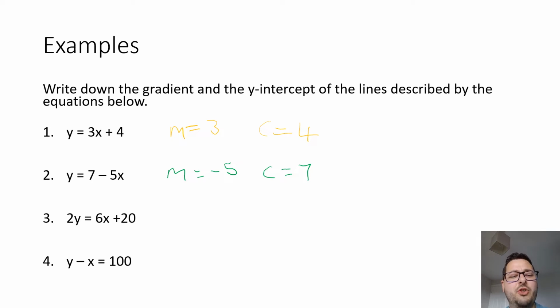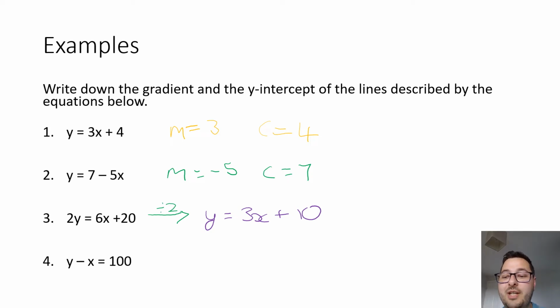Right, next one, we've got 2y equals 6x plus 20. Now, the problem with this is we've not got y on its own, we've got 2y. So because we've got 2y, we'll divide everything by 2. So that would give us y equals, we'll divide the right-hand side by 2 as well. 6x divided by 2 is 3x, and 20 divided by 2 is 10.